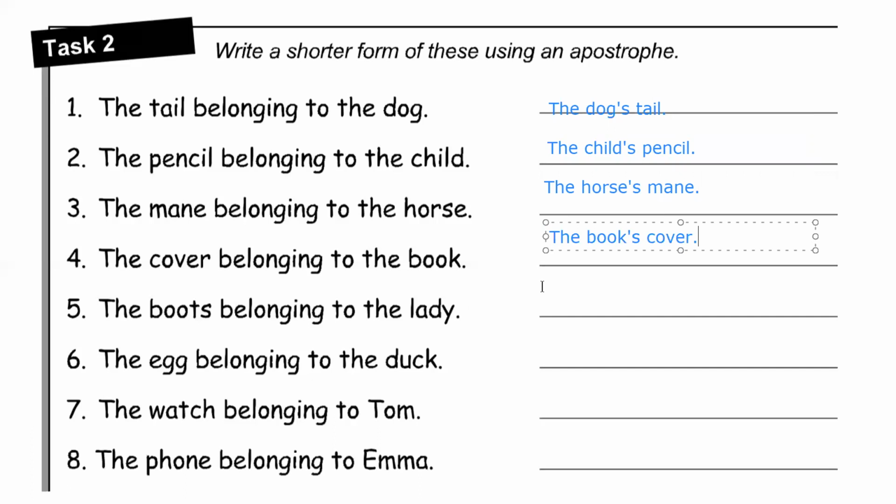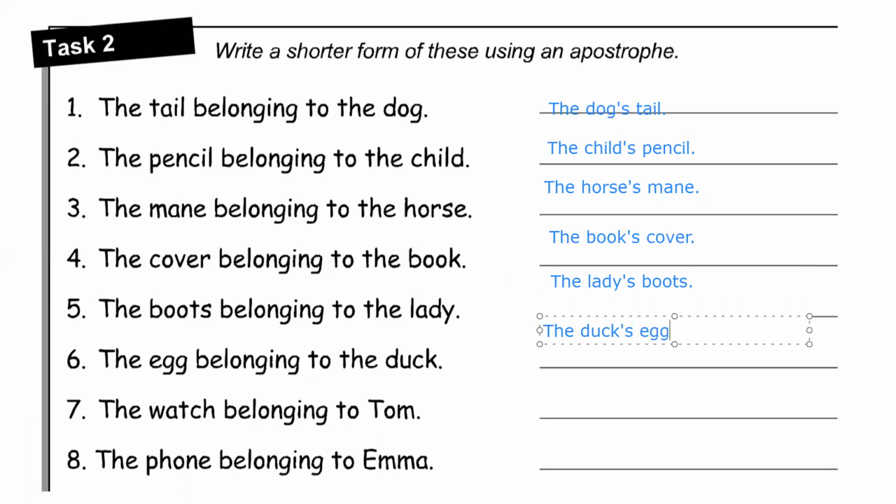The next one. The boots belonging to the lady. So the noun is lady. So I'm going to put capital letter the. Lady, again, ends in Y, so not an S. I'm going to add apostrophe S. The lady's boots, full stop. The next one, the egg belonging to the duck. So the duck does not end in S, so we're going to put apostrophe S. The duck's egg, full stop.